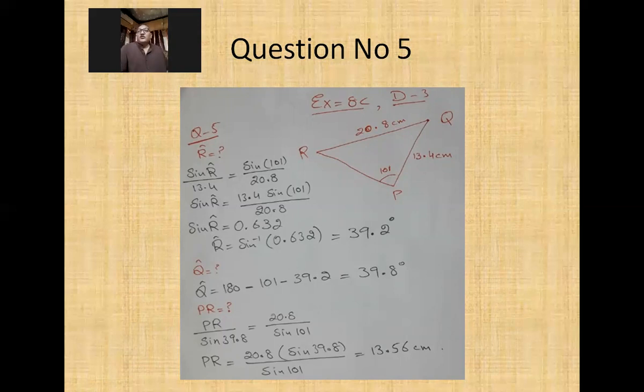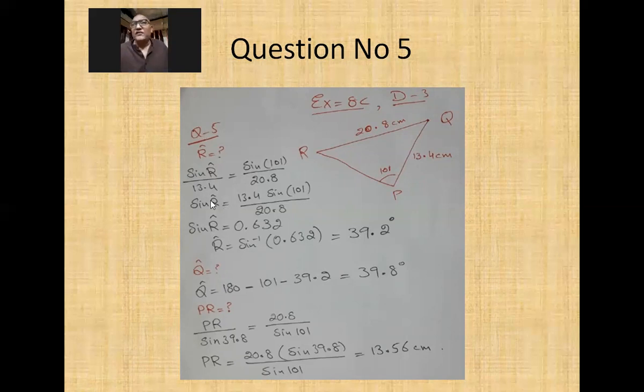They want you to find, first of all, the angle R. Very easy. I know the side opposite to this angle, and I know this side and the angle opposite to it. So I will apply the law of sines, and it says sine of R divided by 13.4 equals sine of 101 divided by 20.8.